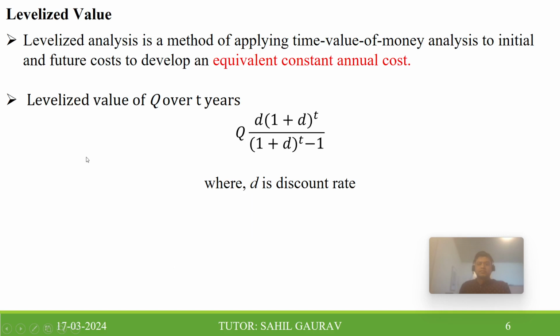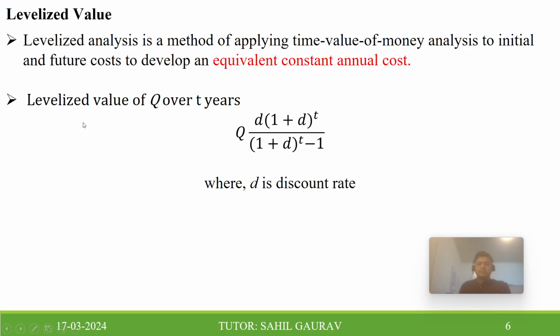Now another expression is the levelized value. Levelized analysis is a method of applying time value of money analysis to initial and future costs to develop an equivalent constant annual cost. So whatever the investment, fixed cost and variable cost happening over a period of time, the levelized value means the constant annual cost for this investment. This is like a constant straight line over the varying investment and cost for the equipment.